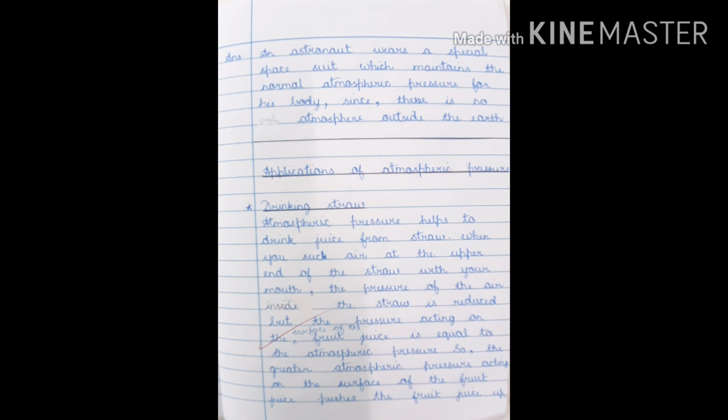Drinking straw. Atmospheric pressure helps to drink juice from a straw. When you suck air at the upper end of the straw with your mouth, the pressure of the air inside the straw is reduced. But the pressure acting on the surface of the fruit juice is equal to the atmospheric pressure. So, the greater atmospheric pressure acting on the surface of the fruit juice pushes the fruit juice up into the straw to your mouth.